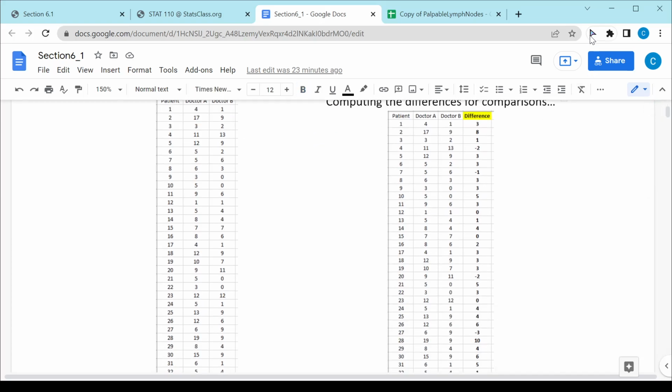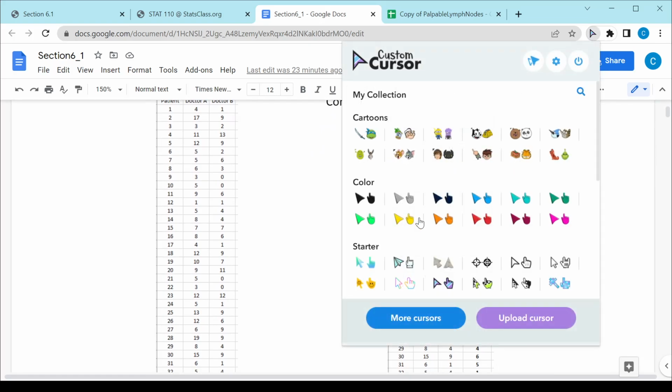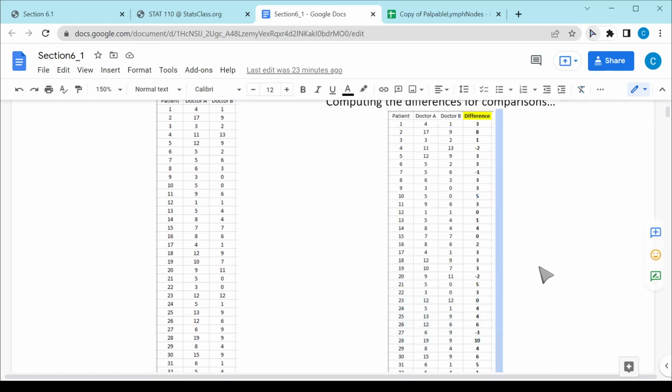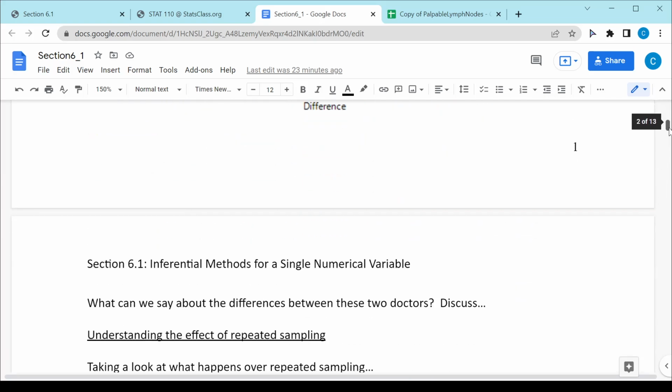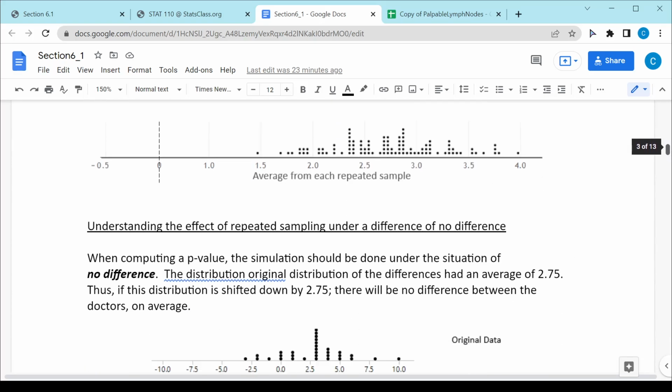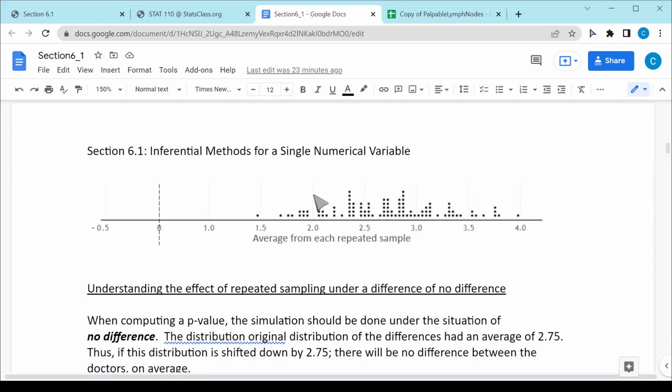For example, right here, I have 7 from Dr. A and 7 from Dr. B. That's right at 0 there. Here's another one: 1 from Dr. A, 1 from Dr. B, so that's 0. So when the two doctors are in agreement, I would want my differences to be around 0. In the picture over the repeated samples, it looks like I'm staying above 0. So that's what the test is going to do.